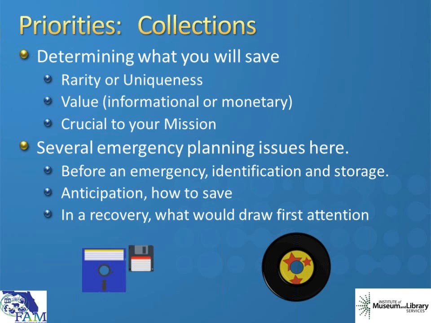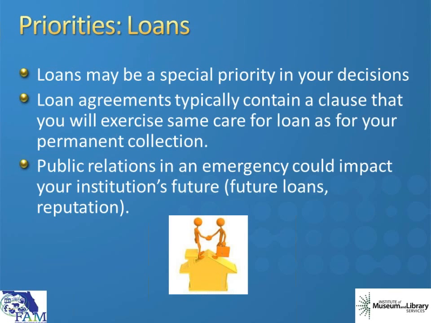Now, there are several emergency planning issues here. One, of course, before an emergency, identification and storage. Anticipation is how to save. How to save things. Would you wrap things up before an emergency? Would you move things away from a window and wrap them up carefully and store them? Other kinds of things. How to save an object. And in a recovery, what item would draw your first attention? If you had a major flooding issue, what important item would you concentrate on first?